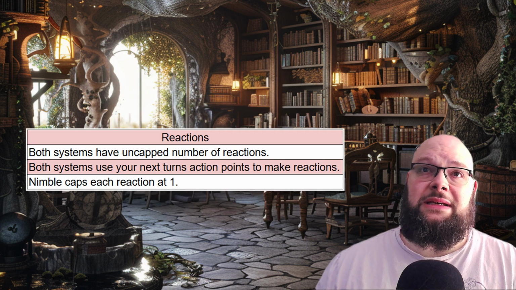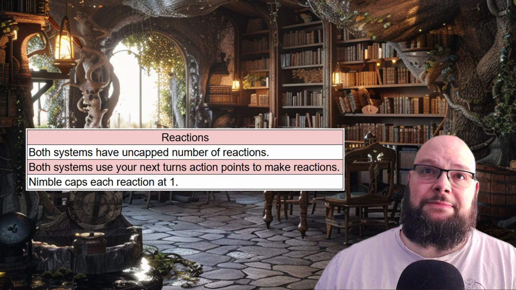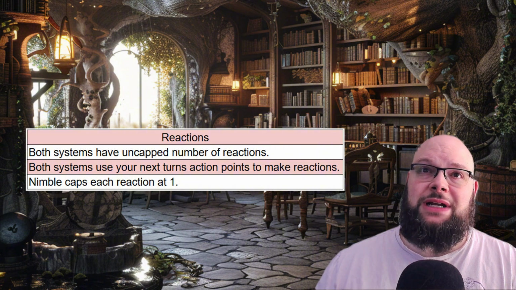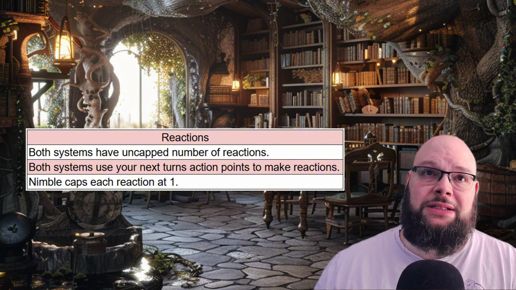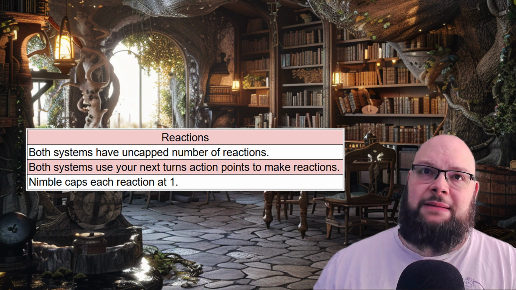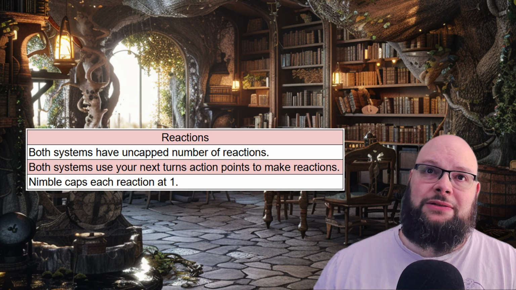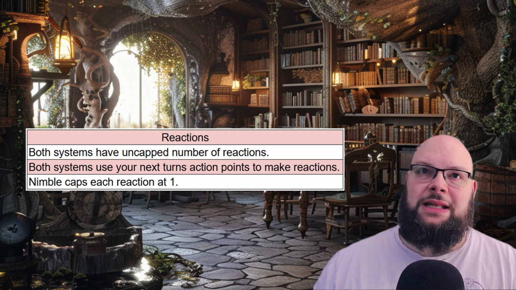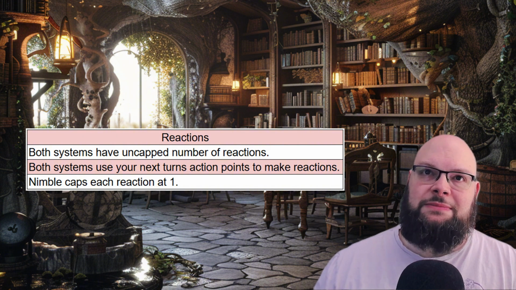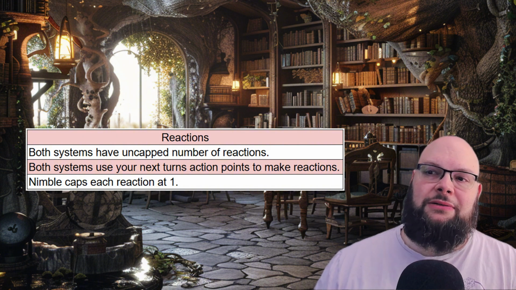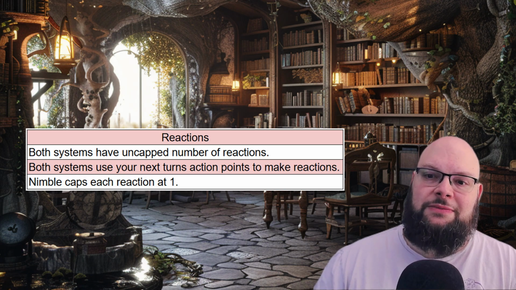As you can see here, both systems have an uncapped number of reactions. Both systems let you use your next turn's action points to make reactions. Nimble does cap each reaction at 1, meaning you can only make 1 opportunity attack per round, although the other reactions you are able to take once per round. And then just like in DC20, both systems, any action points that you spend on these reactions, you're not going to have those actions when your turn comes back around.